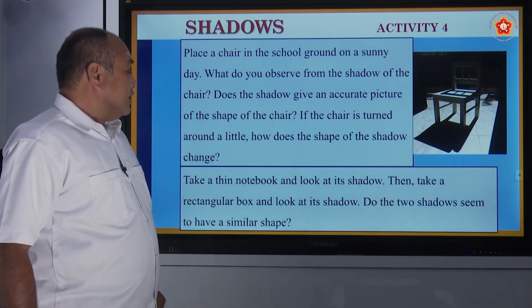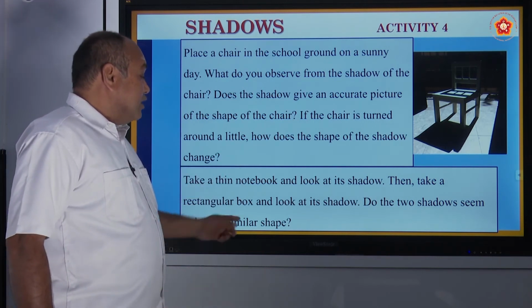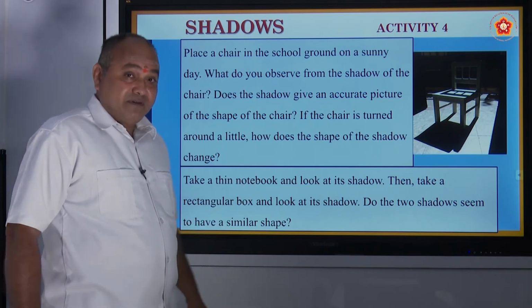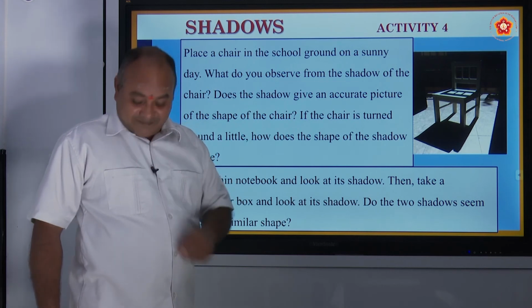Take a thin notebook and look at its shadow. Then take a rectangular box and look at its shadow. Do the two shadows seem to have a similar shape? I want you to do all these exercises. Okay?